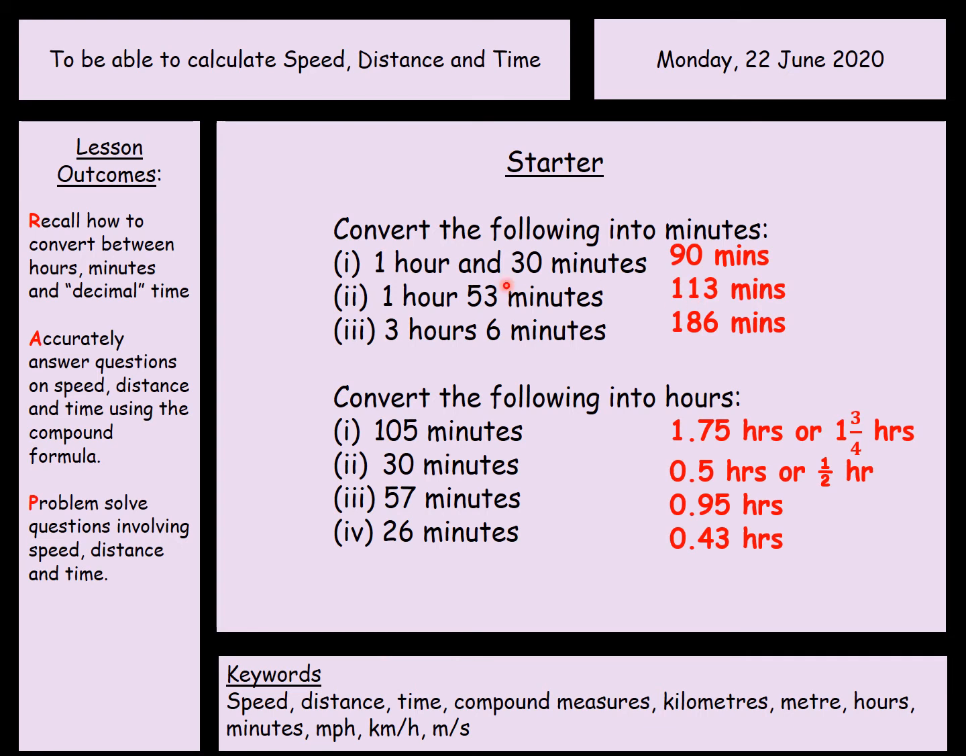Okay, so here are the answers. So 1 hour 30 is 90 minutes, an hour 53, and so on. So you've got 60 minutes in an hour. When we're converting these into hours, you take 60 away to get you 1, and then you're left with 45 minutes. And 45 out of 60 is 0.75 or 3/4. 30 out of 60 is 0.5 or a half. 57 out of 60 is 0.95, and 26 out of 60 is 0.43.